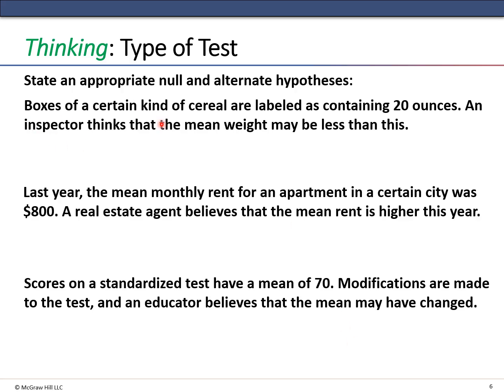So in the first one, boxes of a certain kind of cereal are labeled as containing 20 ounces. An inspector thinks that the mean weight, the average weight, may be less than this. So remember, our null hypothesis is that it doesn't change. So our H sub 0 is that the mean, mu, equals 20. Our alternative hypothesis says less. So H sub 1 is that mu is less than 20.